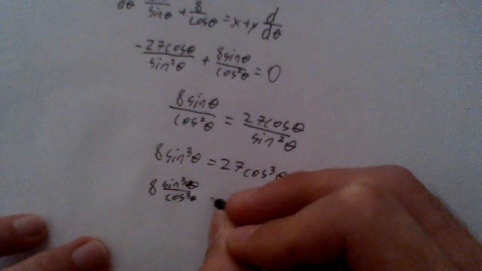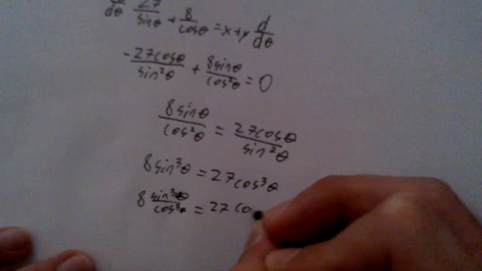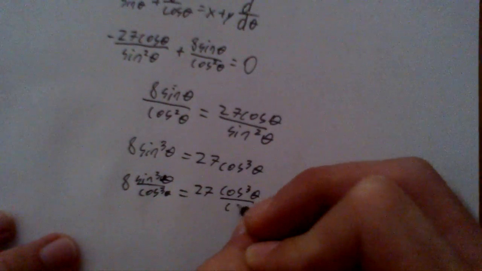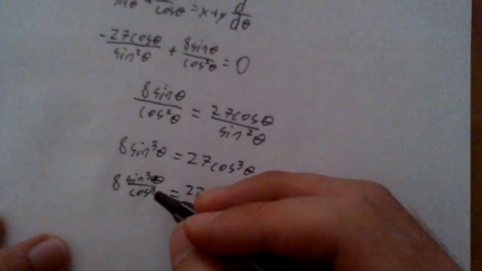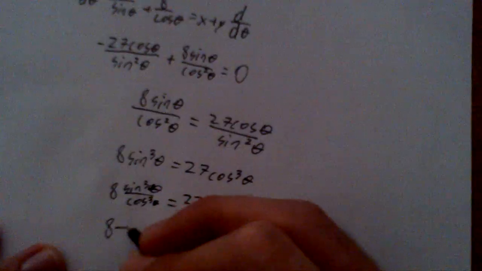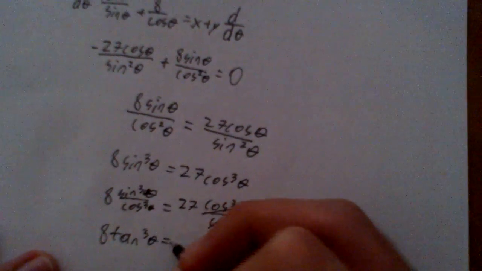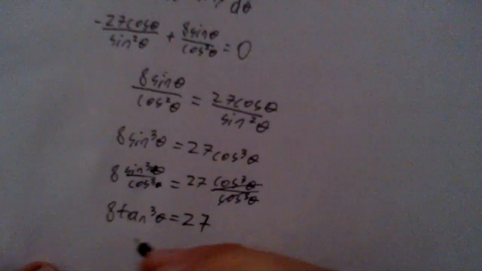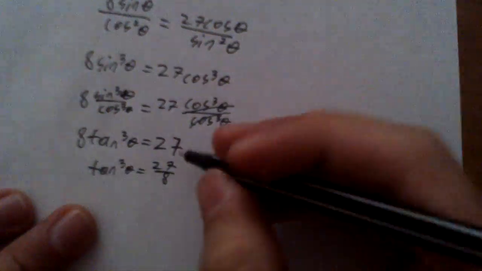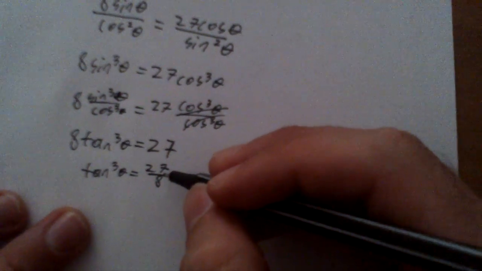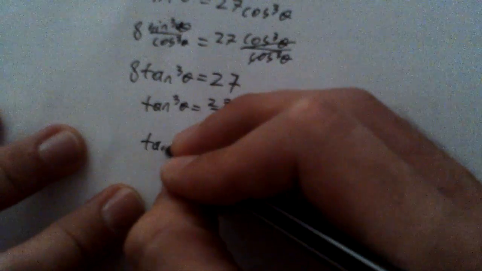I'm just going to do all the steps so there's a better overlook. This of course cancels, right? And sine over cosine, both cubed, would give you 8 tangent cubed theta is equal to 27. Now I'm going to divide by 8, and I would get tangent cubed of theta is equal to 27 over 8. Okay? Now 27 and 8 both are perfect cubes, and so is tangent cubed, of course. So therefore, if I take the cube root, I would get tangent of theta is equal to 3 over 2.